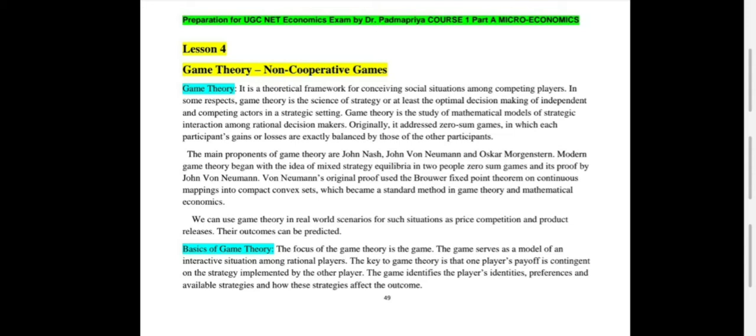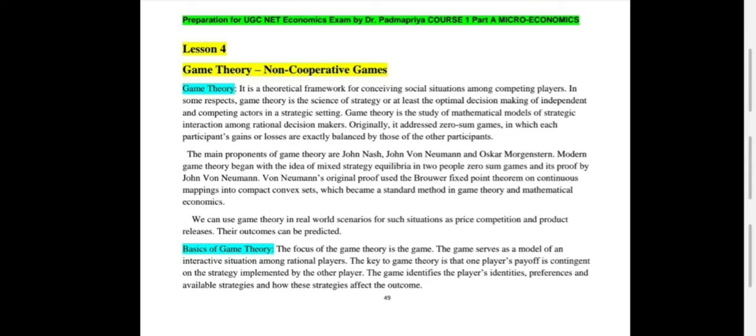What is game theory? It is a theoretical framework for conceiving social situations among competing players. In some respects, game theory is the science of strategy, or at least the optimal decision making of independent and competing actors in a strategic setting. Game theory is a study of mathematical models of strategic interaction among rational decision makers. Originally, it addressed zero-sum games in which each participant's gains or losses are exactly balanced by those of the other participants. The main proponents of game theory were John Nash, John von Neumann, and Oscar Morgenstern.